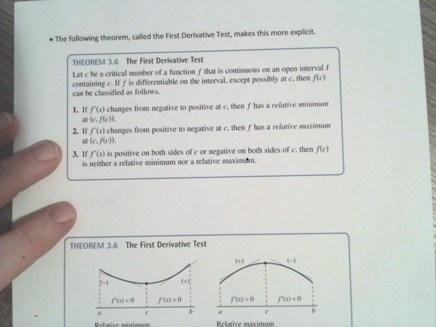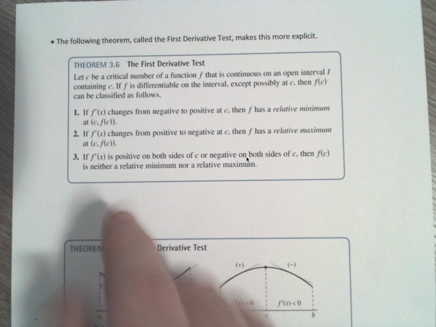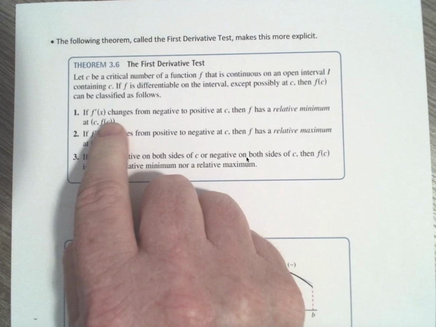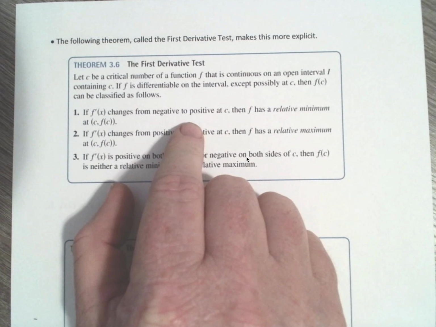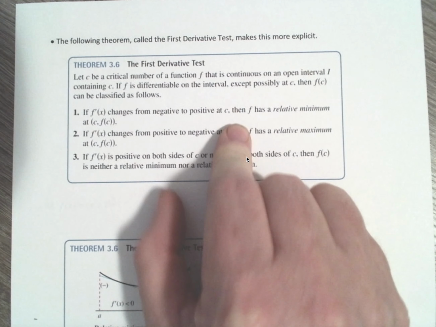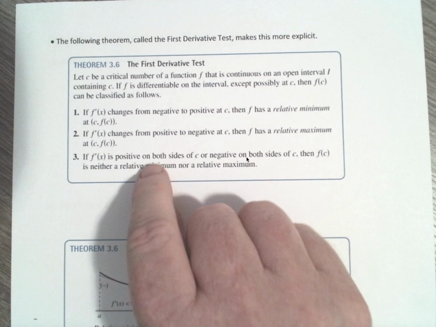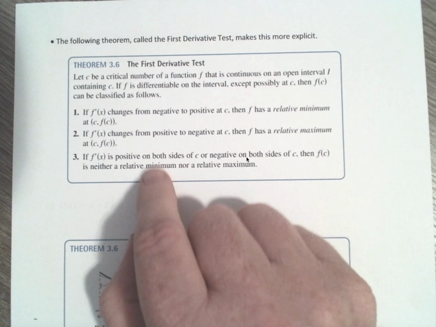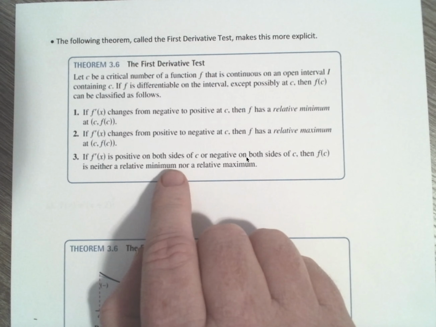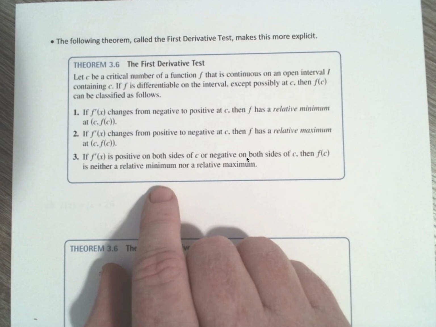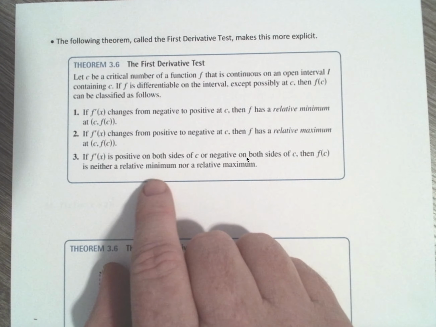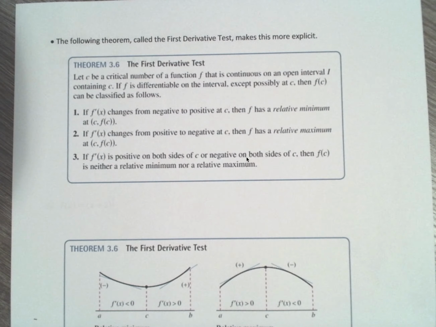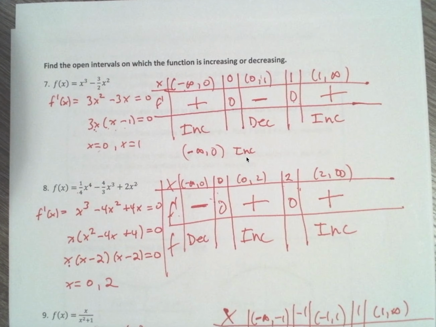There's this theorem called the first derivative test. And here's what the first derivative test says. If f prime changes from negative to positive, then f has a relative min. If f prime changes from positive to negative, then f has a relative max. And if f prime is positive on both sides or negative on both sides, then it has neither a relative min or relative max. So I'm actually going to go back to number 7 first, which we already did.